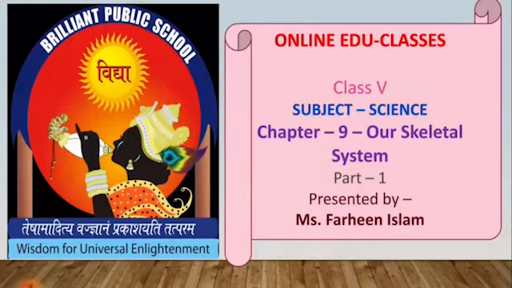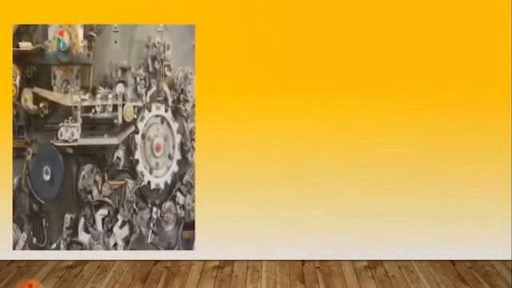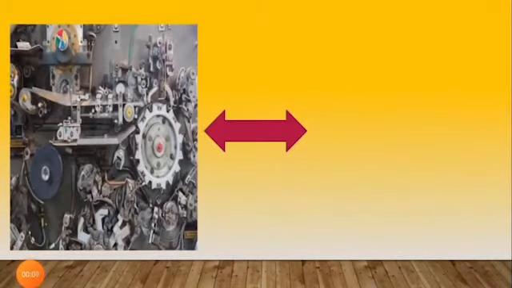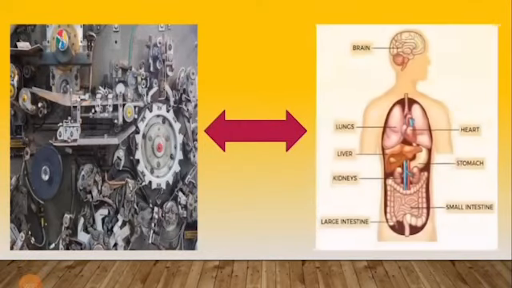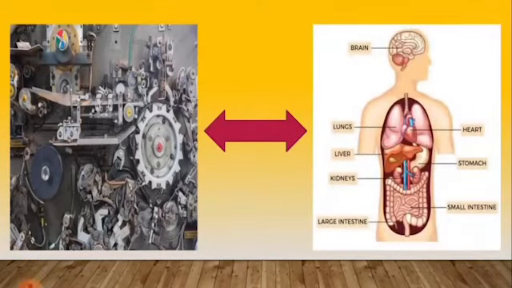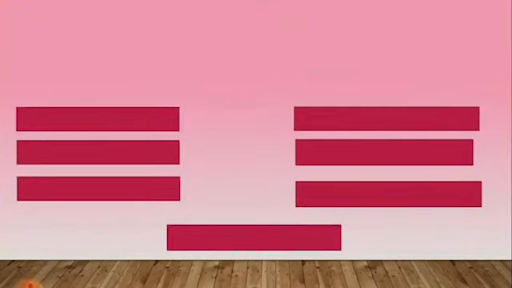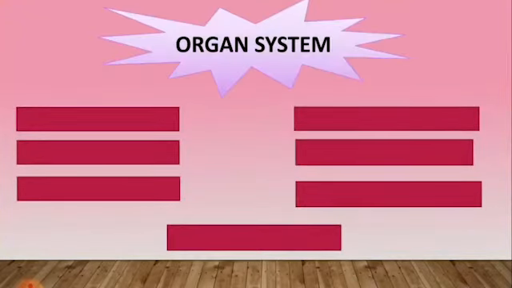In today's class, we will study chapter number 9, our skeletal system, part 1. Children, as you all know, the human body is a complex machine. And just as a machine is made up of many parts, the human body is made up of many organs. A group of organs that work together to perform a particular function form an organ system.